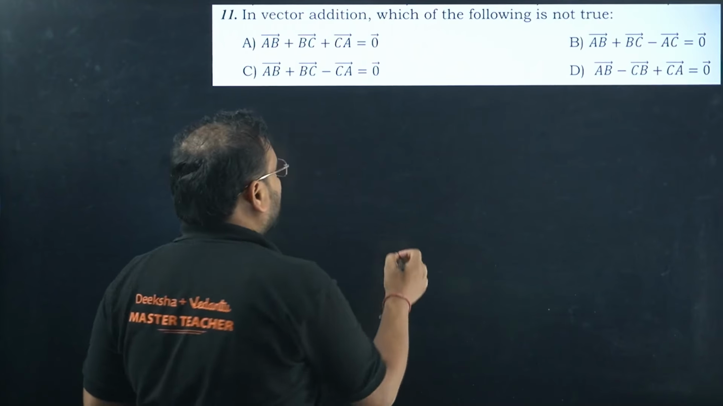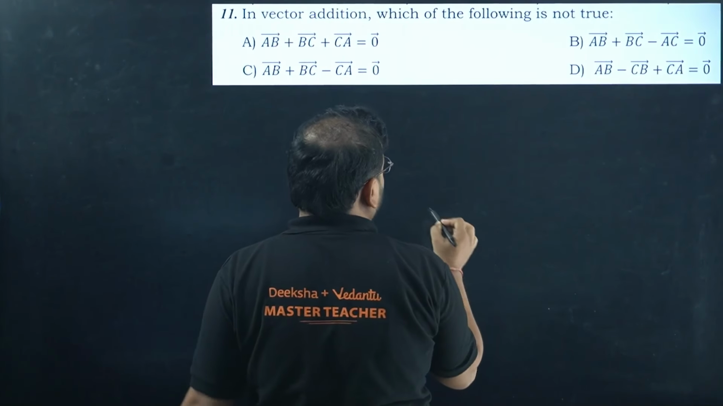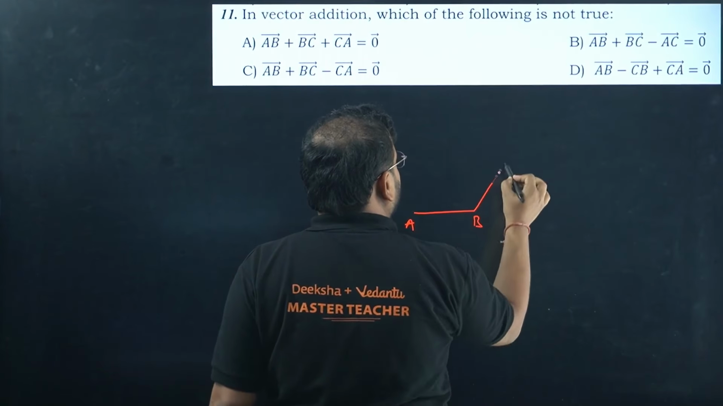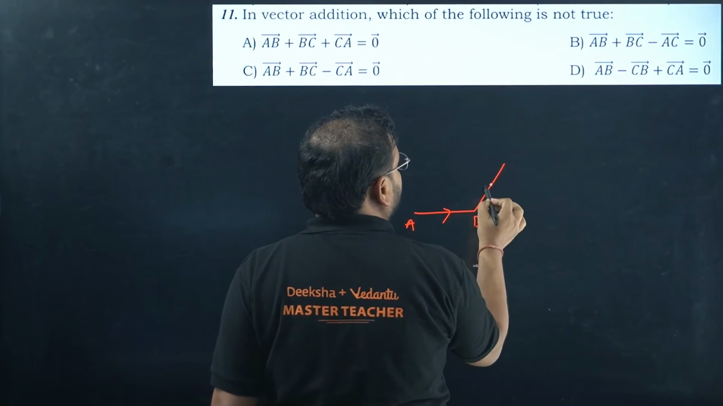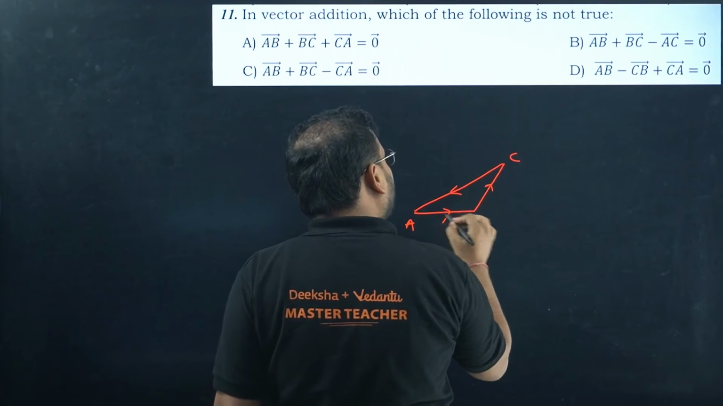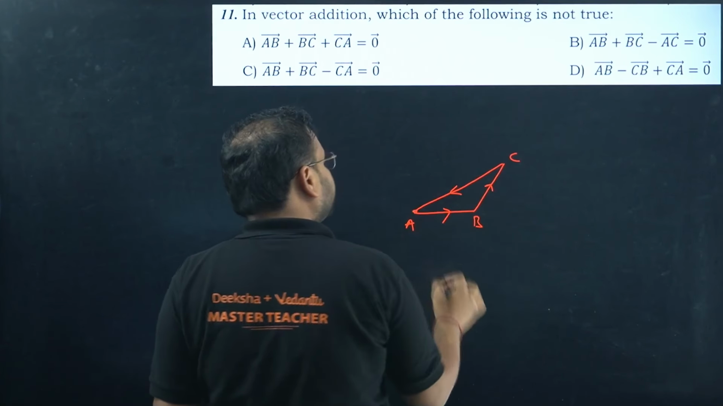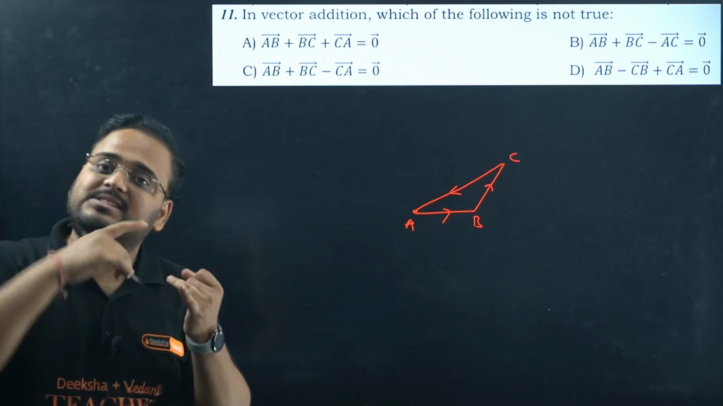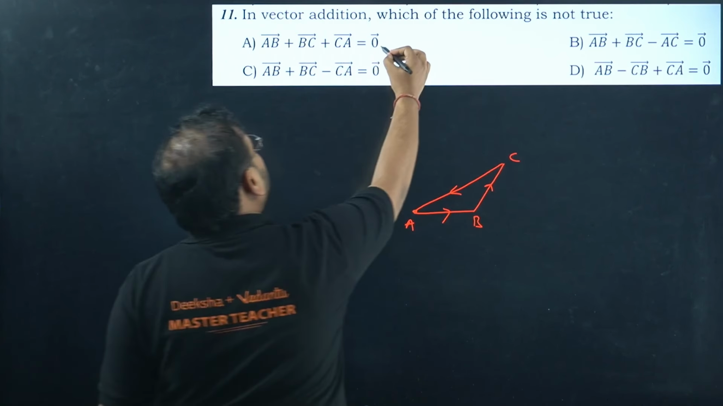This comes from your concept of triangle law or addition of the vector. AB, A to B, B to C means the vector direction is important, and C to A, come back. When you're adding like this, you're going back to the same starting point, means your starting point and the ending point is same. Hence it is 0. So this statement is correct.